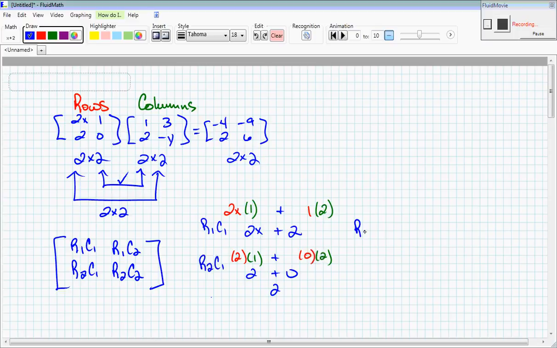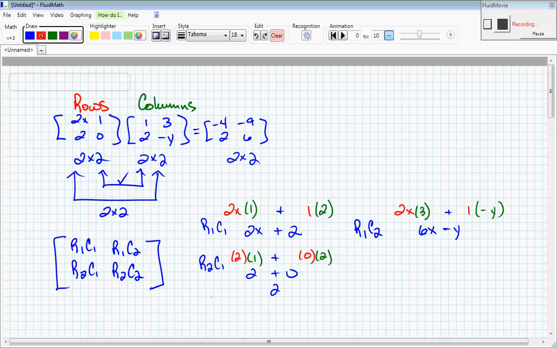Now we're going to go back to row 1, but now we're going to move to column 2. Keep in mind the rows are the same, so this is still going to be 2x and this is still going to be 1. But now we are going to column 2, so this is going to be 3, and this is going to be a negative y. When we add these together we get 6x minus y. So that's the new element in the product matrix, row 1, column 2.